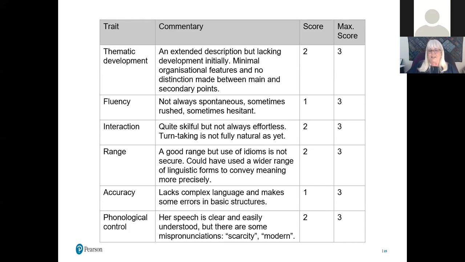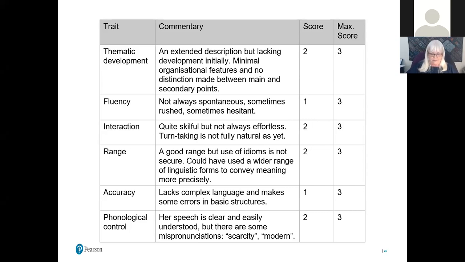Range was again just at level, a good range, but the use of idioms is not secure. At level 5, we're expecting them to be able to use colloquialisms and idioms. And she could have also used a wider range of linguistic forms to convey her meaning more precisely. Accuracy wasn't quite at level. She lacks complex language and makes some errors in basic structures.